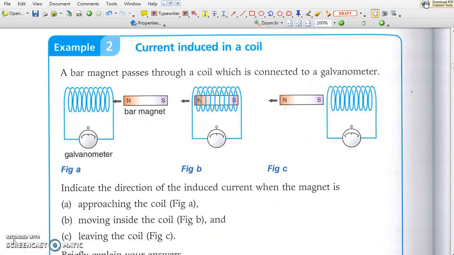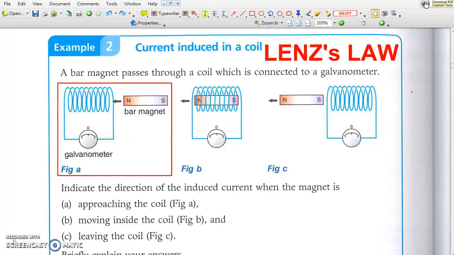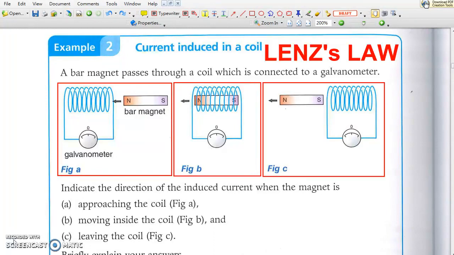Example 2. Current induced in a coil. This question is about a bar magnet passing through a solenoid. We usually use Lenz's law to handle the situation. So in this question, a bar magnet moves from right to left through a solenoid. It is divided into 3 stages. First, the north pole enters the solenoid. Then the magnet is totally inside the solenoid. And lastly, the magnet emerges from the left and leaves the solenoid.